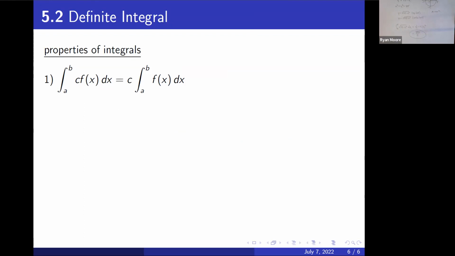Okay, so the first property, if we've got a constant being multiplied by a function that we're taking the integral of, so we'll call it c f of x. For any constant c, just like in a derivative, we can move that constant out to the front and think of it just carrying along when we do the integral. So c times f of x, we can think of it as c times the definite integral. Okay, makes sense.